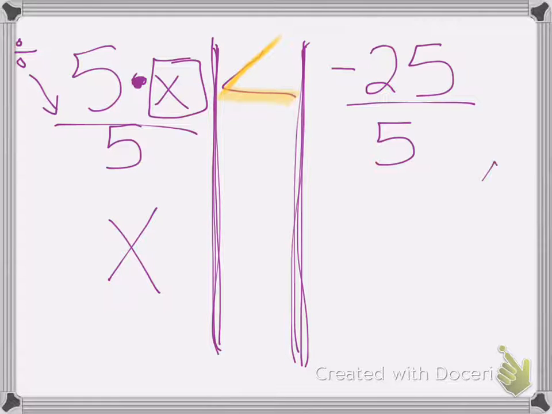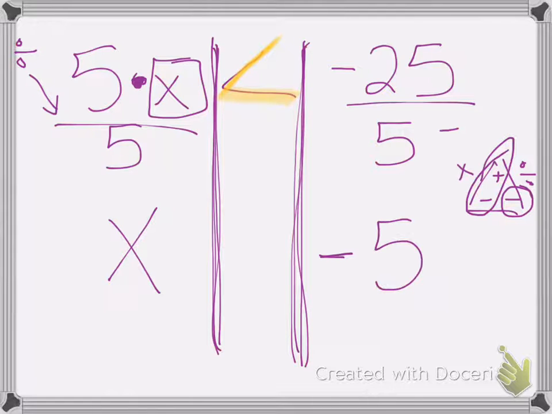Now you need to remember your integer rule here. For multiplying and dividing, whenever we multiply and divide, we can use this. I've got a negative 25 and a positive 5. So I do a negative and a positive, and whatever's left is your answer. Your answer is going to be a negative. 25 divided by 5 is 5. I keep the sign the same.